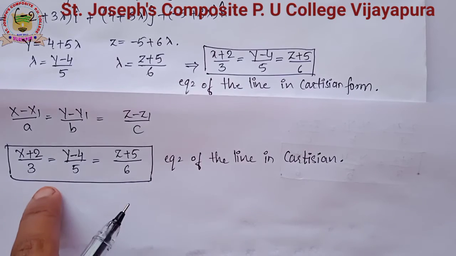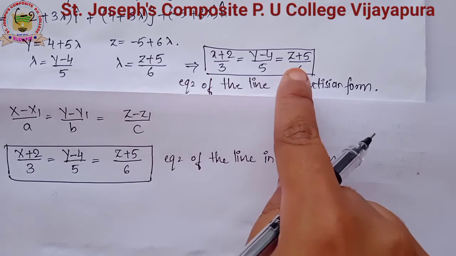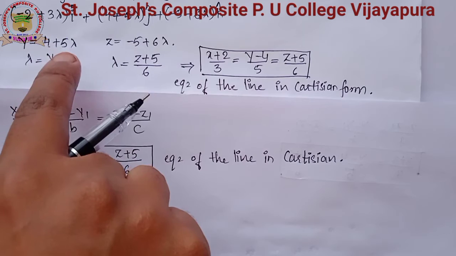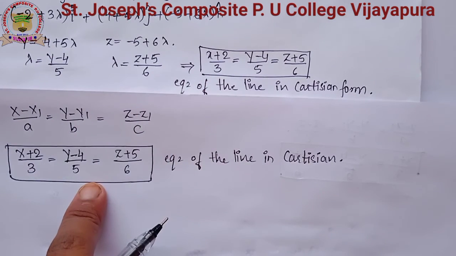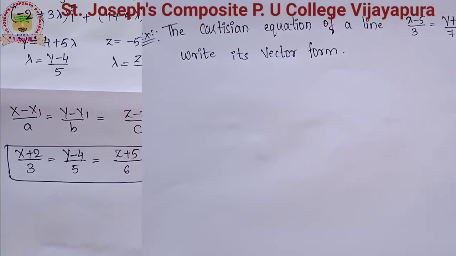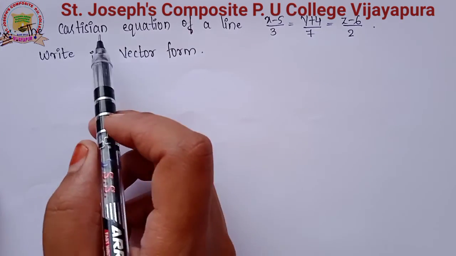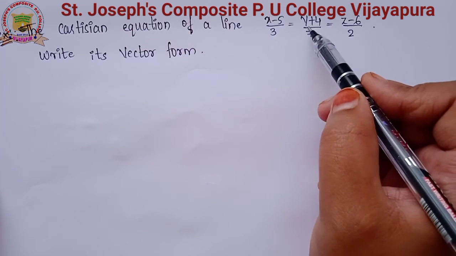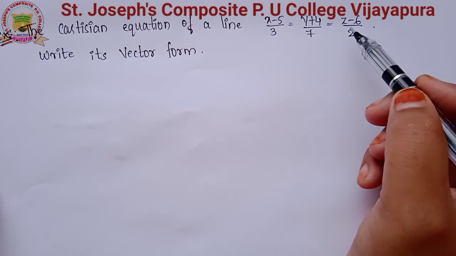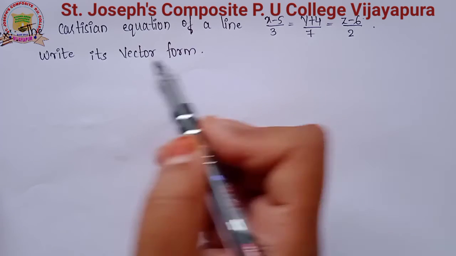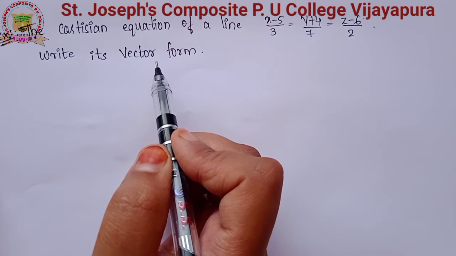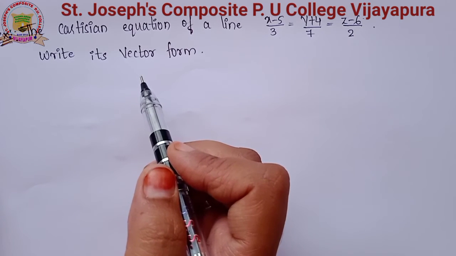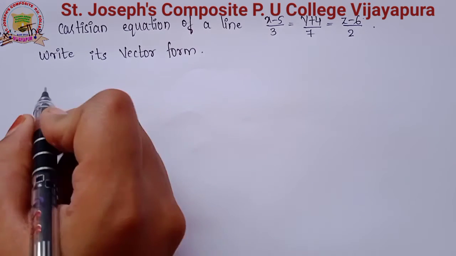On comparing, see this equation of the line in Cartesian form and this equation of the line in Cartesian form. This one is by converting the vector form to Cartesian form. This is by using the formula. Both are the same. The next example: the Cartesian equation of the line (x minus 5) by 3 is equal to (y plus 4) by 7 is equal to (z minus 6) by 2. Write its vector form. And already we know the Cartesian equation of the line passing through.